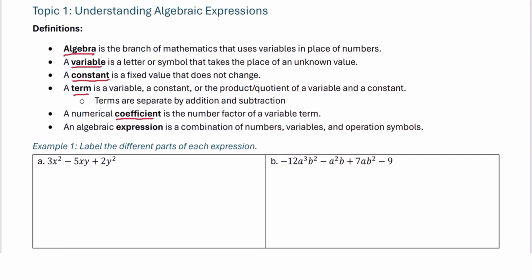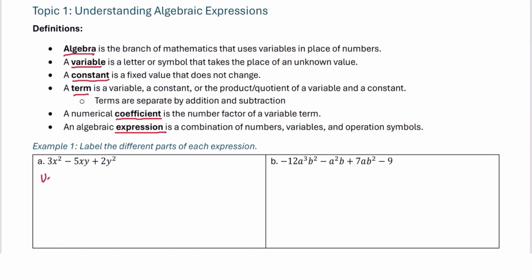A numerical coefficient is the number factor of a variable term, and an algebraic expression is a combination of numbers, variables, and operation symbols. In example 1, we're given an expression. We have a combination of numbers, variables, and operations, minus and plus. Let's go through and identify the different parts.